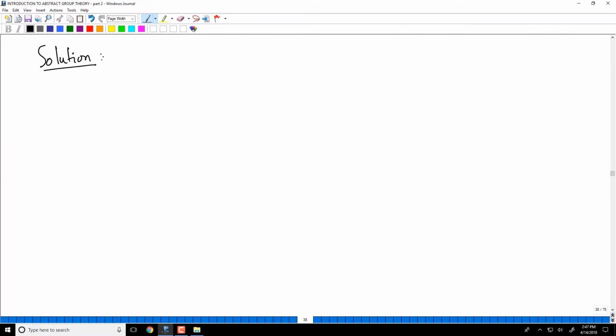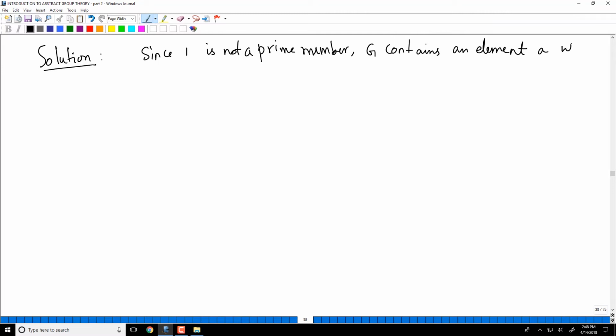So let's see how to solve this. Because G has order a prime number and 1 is not a prime number, G contains an element A which is different from E. This is because if G does not contain any element different from E, then G is just the set consisting of E, but then the order of G is 1. At the same time, we know the order of G is a prime number, so it can't happen.